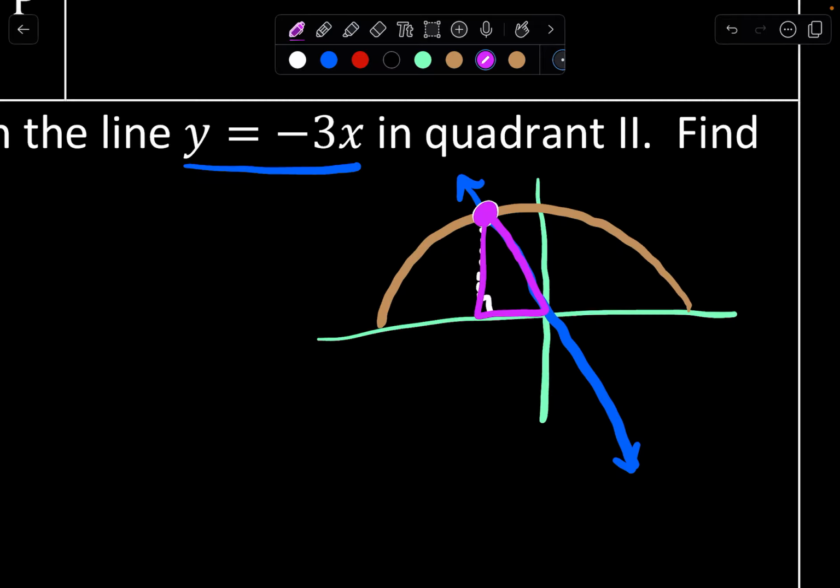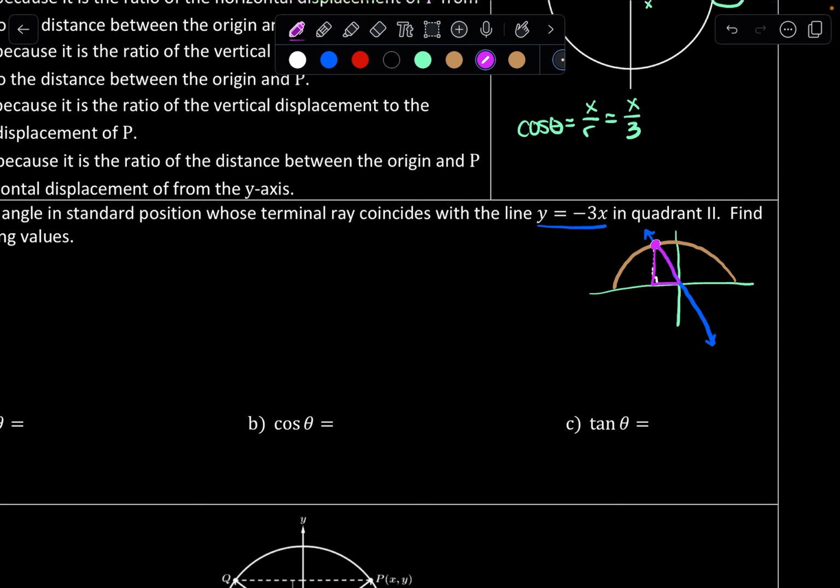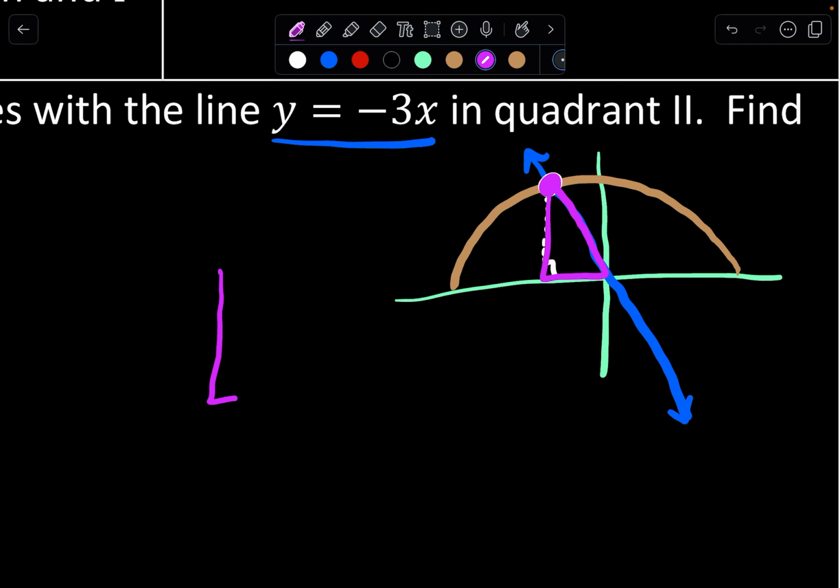So we need to figure out, if we're going to evaluate these, we need to have something for y, we need to have something for x, and we need to have something for r as well. So I'm going to extract my little triangle. All right, there we go. So I'm going to pull out the right triangle so that we can take a better look at it.